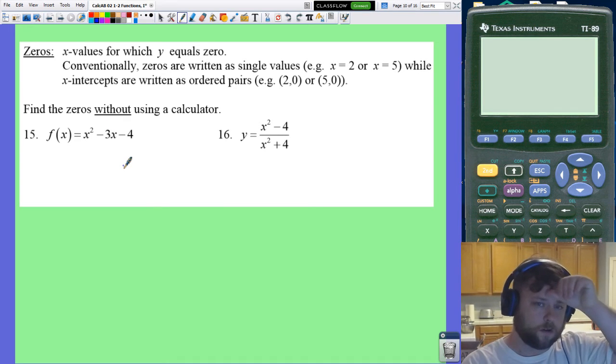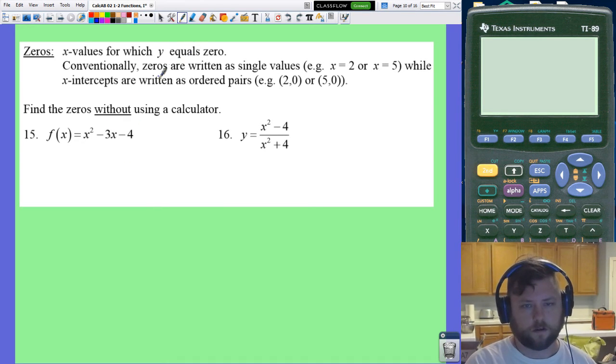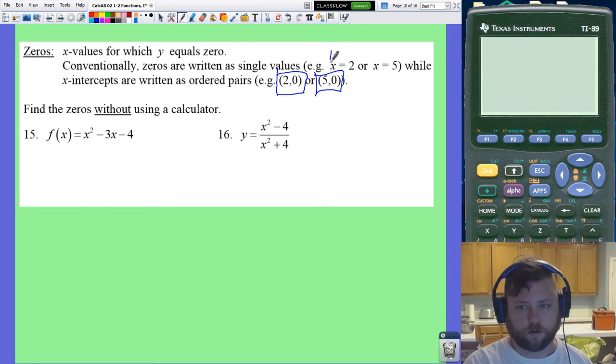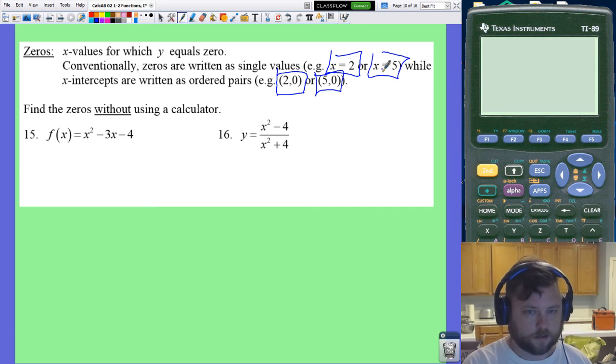Zeros. So zeros are the x values where y equals 0. I think I did that with graphing last section. Conventionally, zeros are written as a single value. So you can represent zeros as an ordered pair like this, or you could say x equals 2 or x equals 5. These are equivalent, like these are zeros. It's just this is in point form, and this is ordered pair form, and this is just, hey, it happens when x is 2 or x is 5.